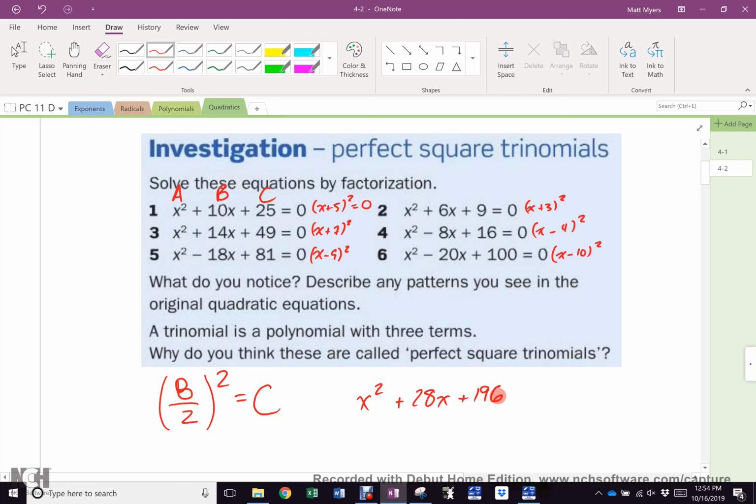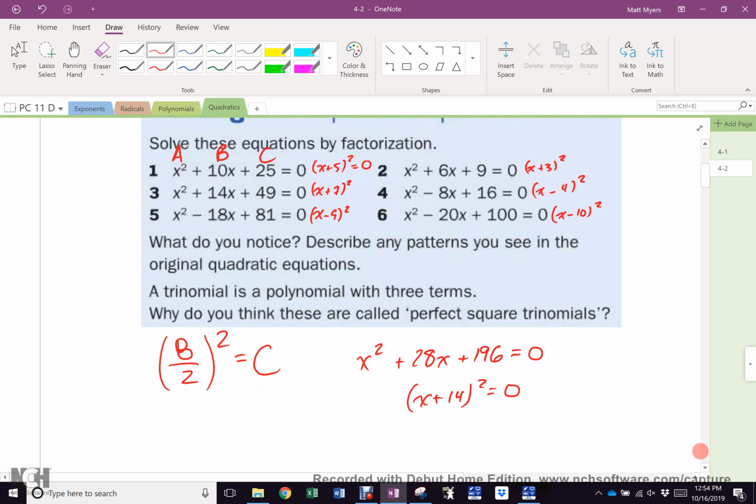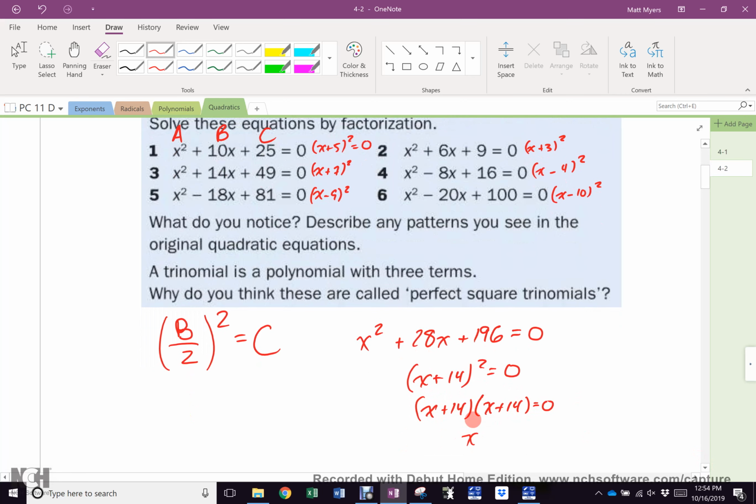Could you tell me the answer to that? Of course, it is x plus 14 squared equals 0, yes? Which means x plus 14 equals 0. What is the answer to that? How big is x? X will equal negative 14.